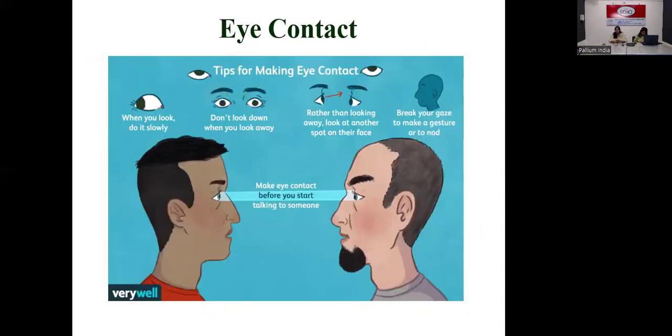So there are some tricks and tips for maintaining eye contact. Obviously, eye contact is the first and basic element of establishing a relationship. It's not just a doctor-patient or nurse-patient relationship. To establish any relationship, proper eye contact is mandatory.